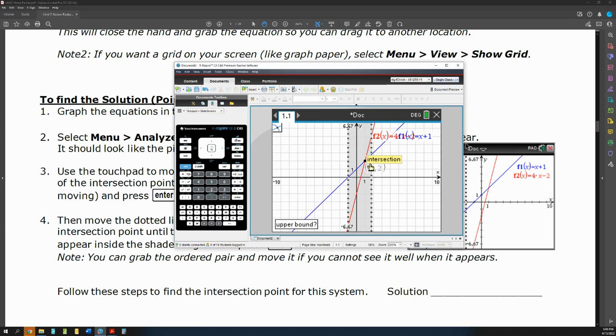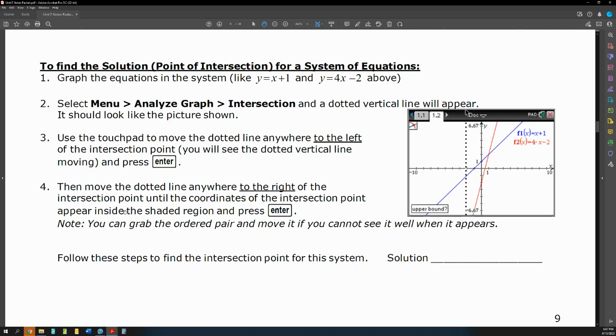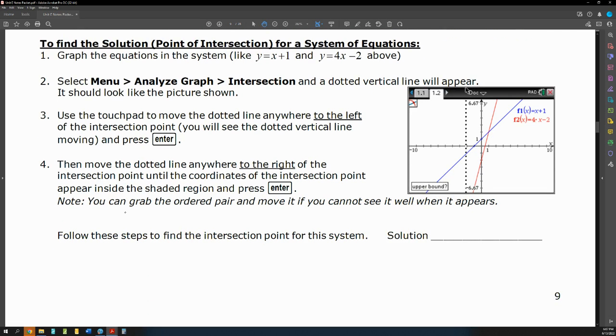The upper bound, I'm going to choose anything to the right. I could do it really close to the point, but I like to give myself plenty of room. So I'll do something right over here. And it's going to automatically find the intersection point for us, which is (1, 2). So the solution using the Inspire is (1, 2).